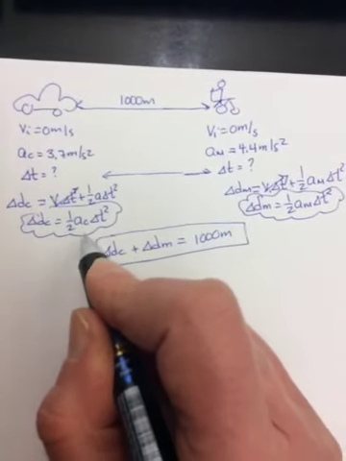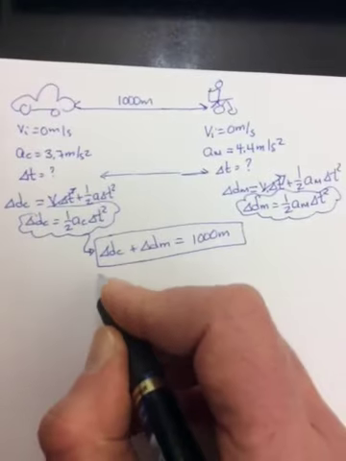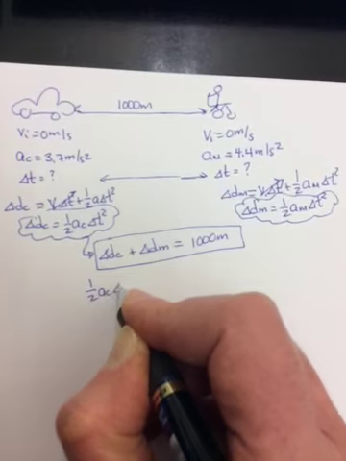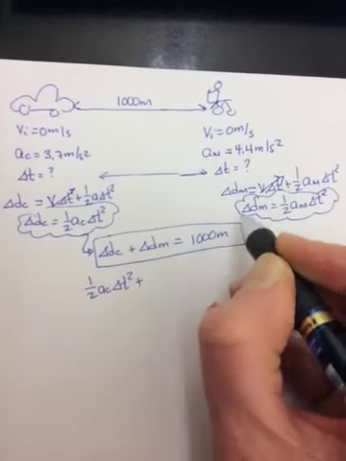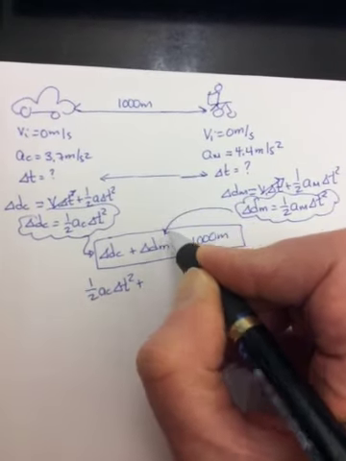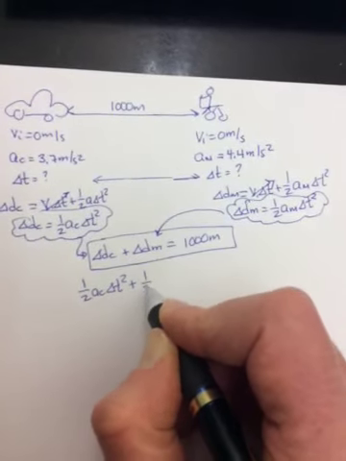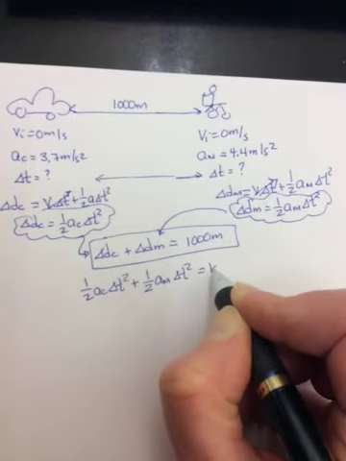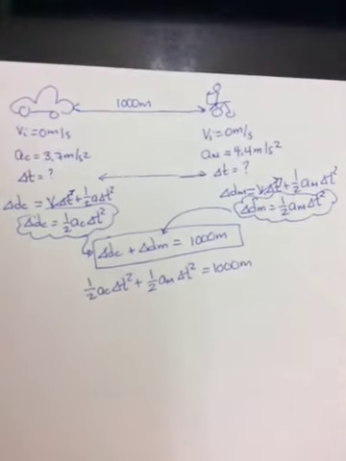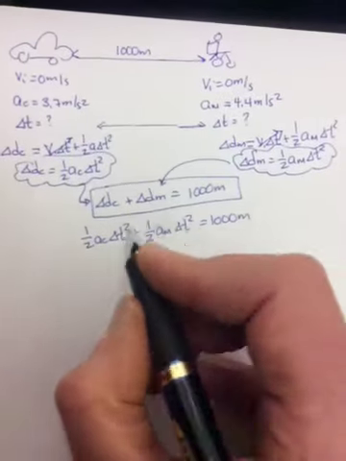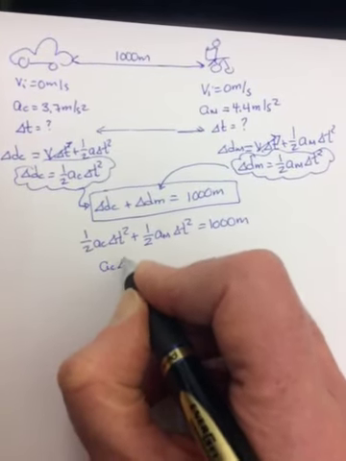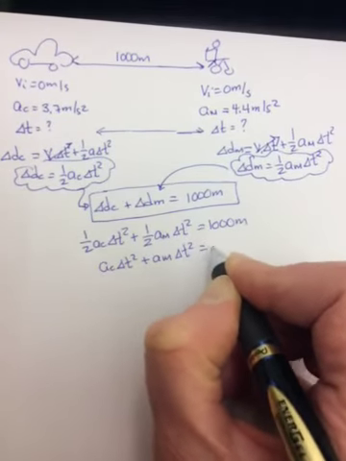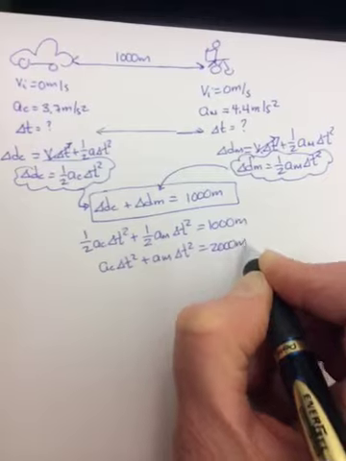So we'll take our delta D of the car and plug it in this equation where delta D of the car is. So it becomes 1/2 A of the car delta T squared plus, and we'll take what our delta D of the motorcycle is equal to and we'll plug it in for it. So 1/2 A of the motorcycle delta T squared. Now your subscripts on the A are important because they're not the same A. You could multiply everything by 2 if you want to get rid of the 1/2. Equals 2,000. And now you want to solve for T squared.